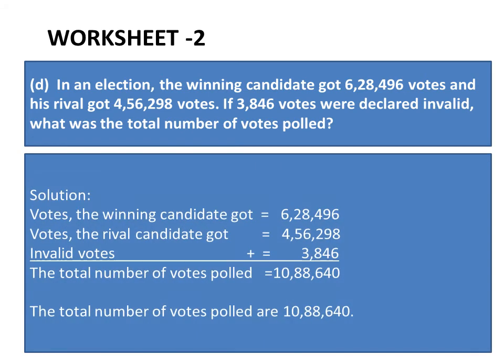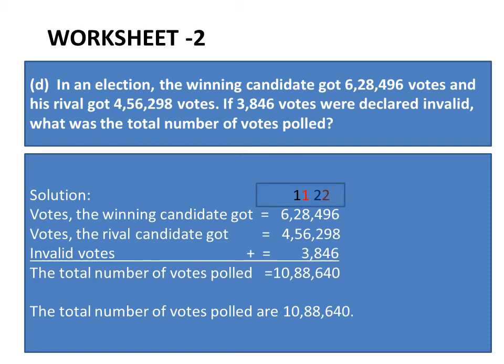The first statement is votes the winning candidate got is equal to 6,28,496. The second statement is votes the rival candidate got is equal to 4,56,298. The third statement is invalid votes is equal to 3,846. Now we draw a line so our answer can go below it, and we will write a plus sign on the left to show that we are adding.